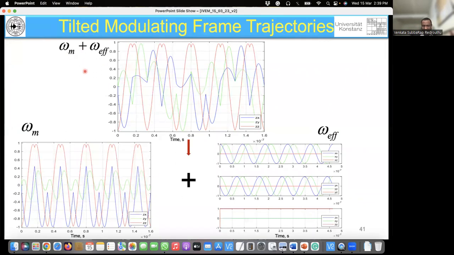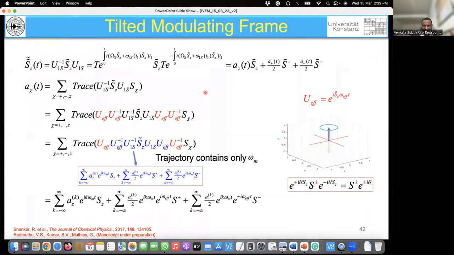We have both the frequencies, but it contains the modulation frequency and effective frequencies. We cannot separate them from this trajectory. So what we do is a simple trick.